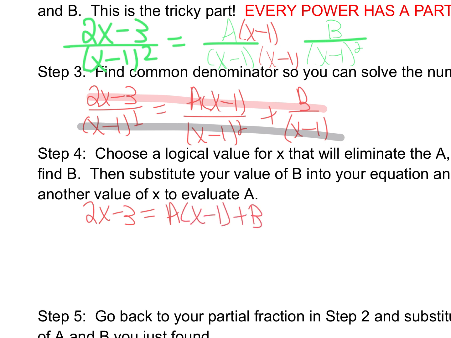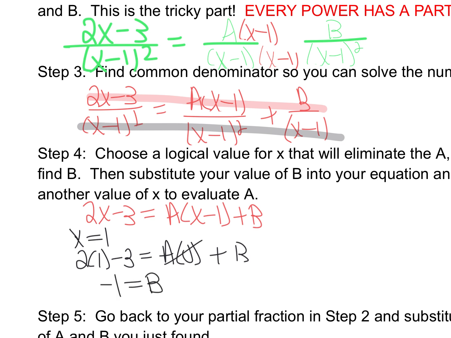Let's choose a value of x. In this case, let's get rid of our a here. So we're going to use x equals 1 because 1 minus 1 equals 0. So we're going to have 2 times 1 minus 3 equals a times 1 minus 1, which is 0, so that's going to cancel, plus b, and 2 times 1 is 2, minus 3 is negative 1, equals b. So we should get that b equals negative 1.